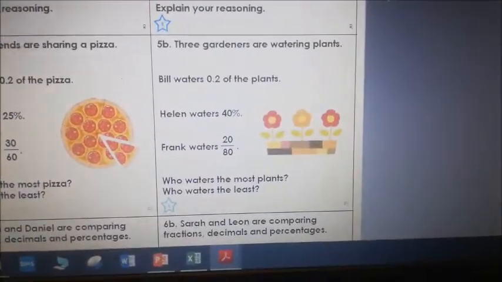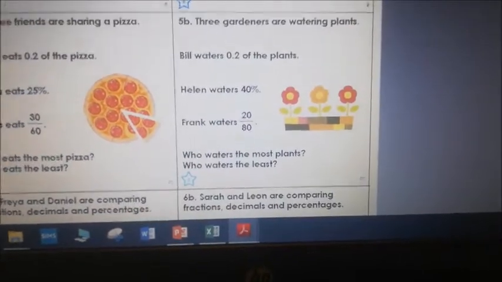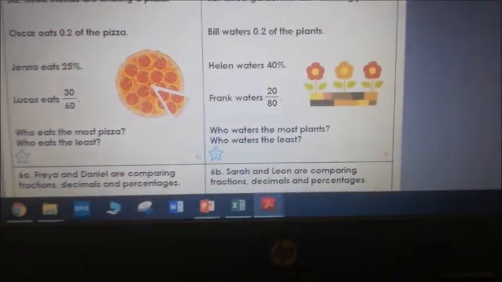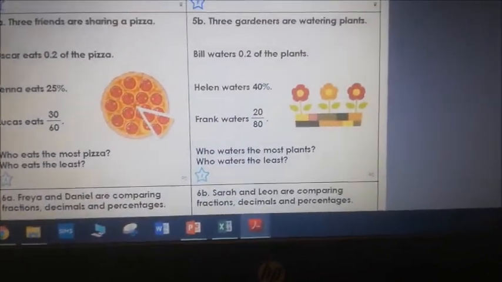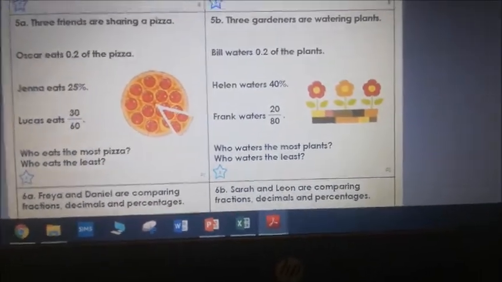3 gardeners are watering plants. Bill waters 0.2 of the plants. Helen waters 40%. Frank waters 20/80th. Who waters the most plants? Who waters the least plants? Well, that you just need to convert. Keep going, converting. 0.2 as a percentage.